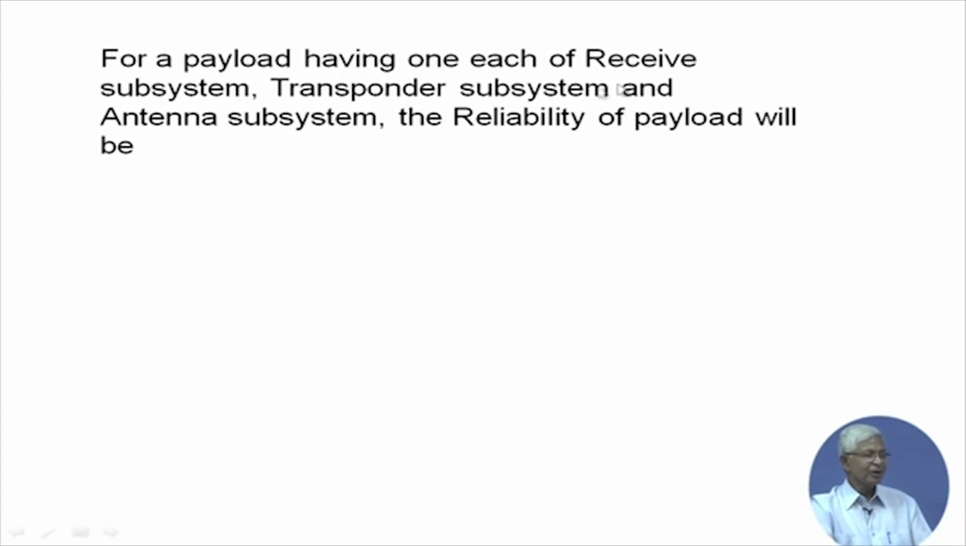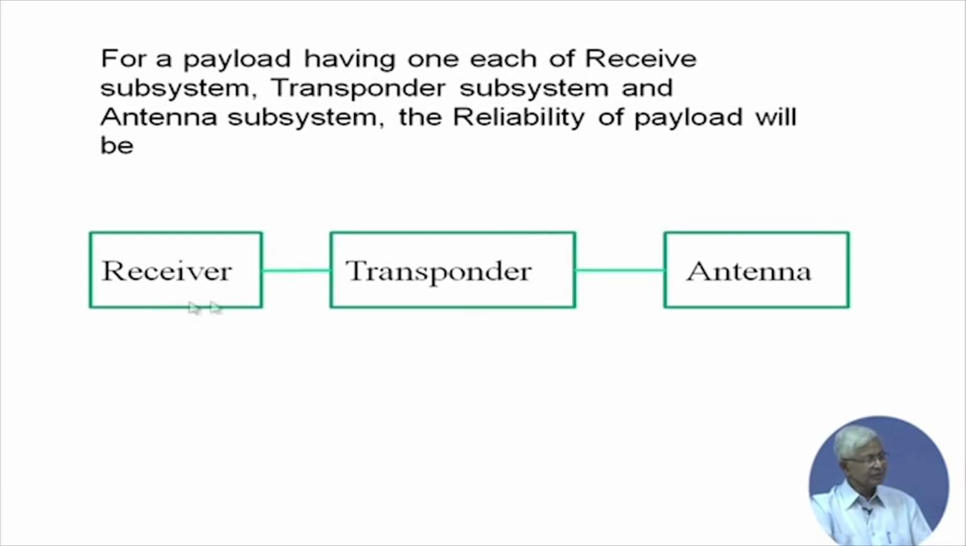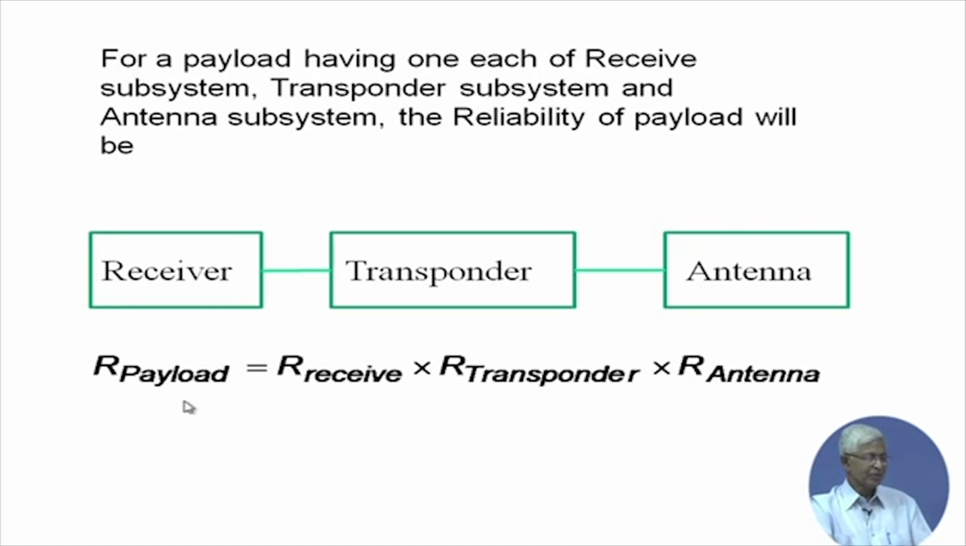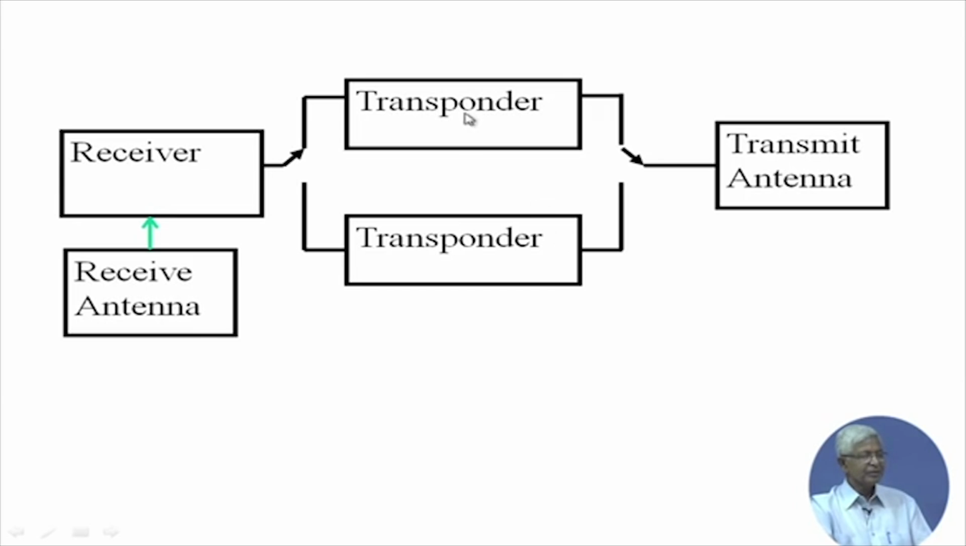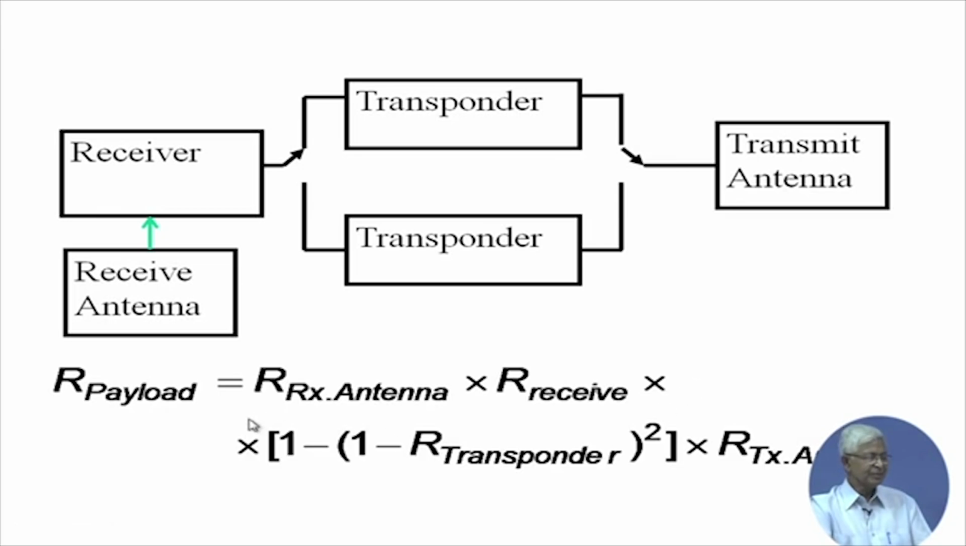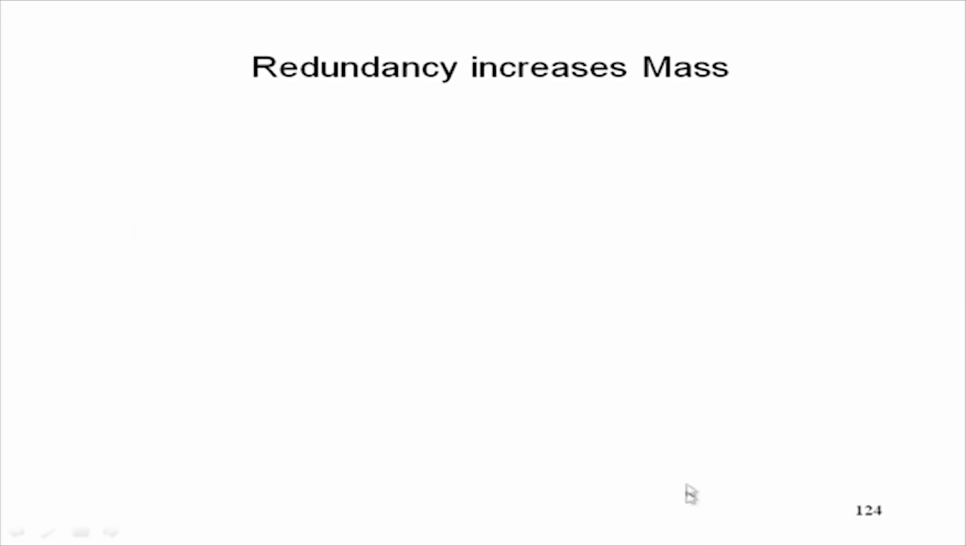For the payload, when one receive subsystem, transponder system and antenna system are used, then it is the multiplication of individual reliabilities: R payload is R receive, R transponder, R antenna. When the transponders are connected in parallel, and the receive and transmit antennas are in series, the overall payload reliability becomes R receive antenna, multiplied by 1 minus (1 minus R transponder) squared, because two of them are there, into R transmit antenna.